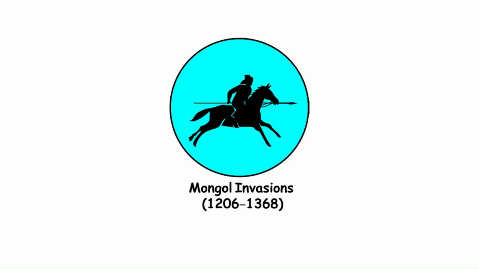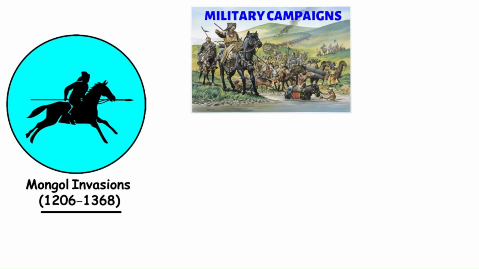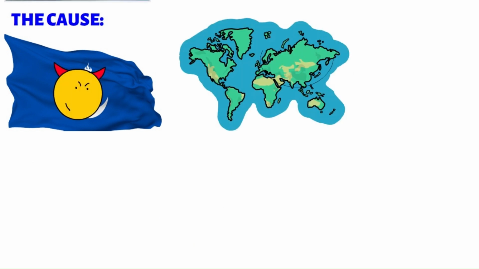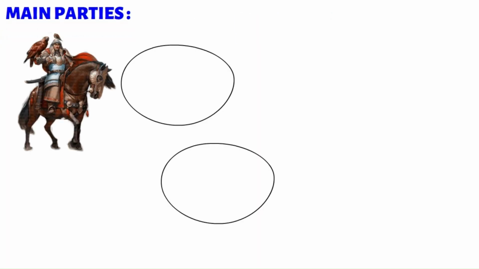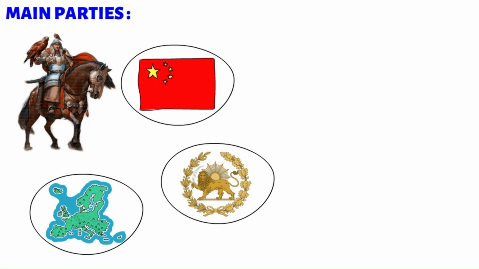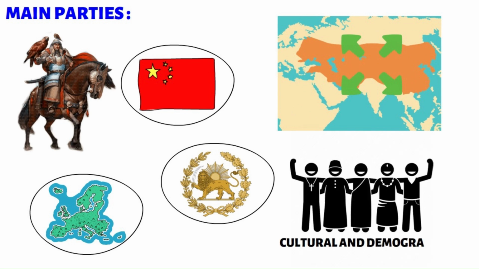Mongol Invasions, 1206 to 1368. The Mongol invasions were large-scale military campaigns led by the Mongol Empire. The cause was the Mongol desire to expand their empire across Eurasia. The main parties were the Mongol Empire and various kingdoms and empires, including China, Persia, and Eastern Europe. The invasions resulted in the vast expansion of the Mongol Empire and significant cultural and demographic impacts.